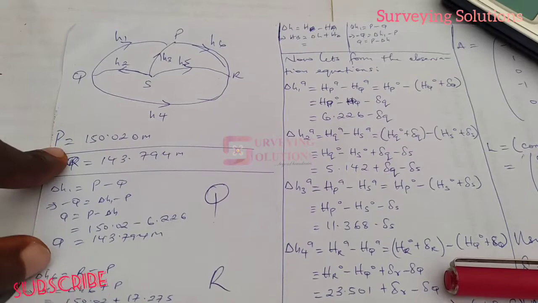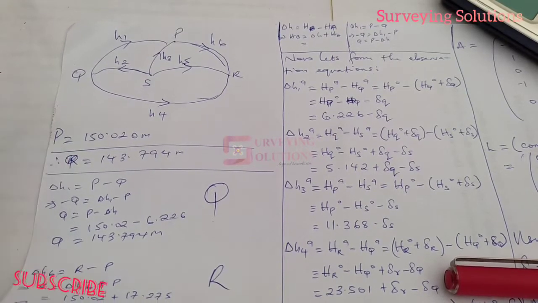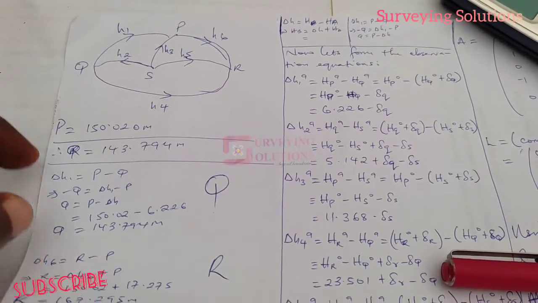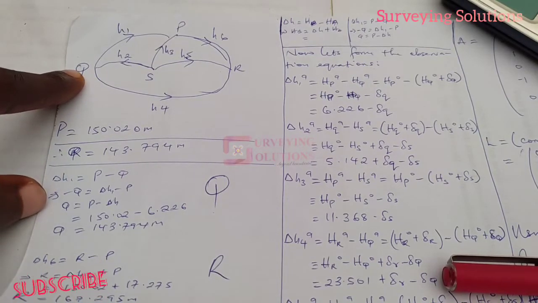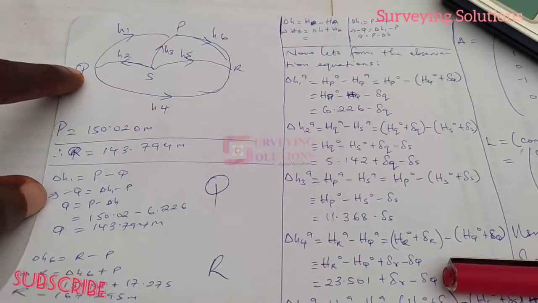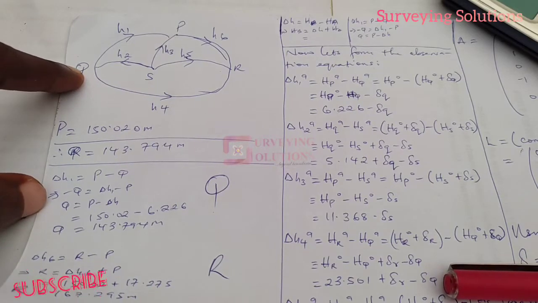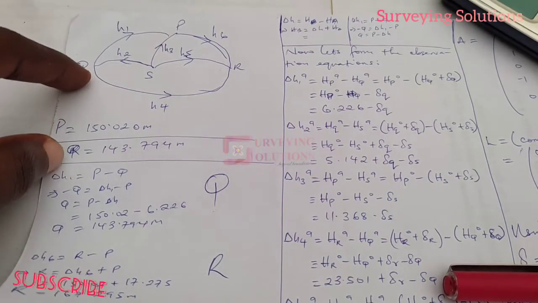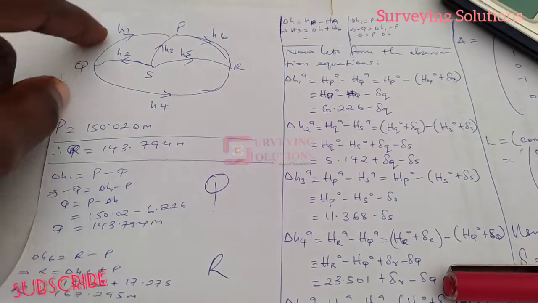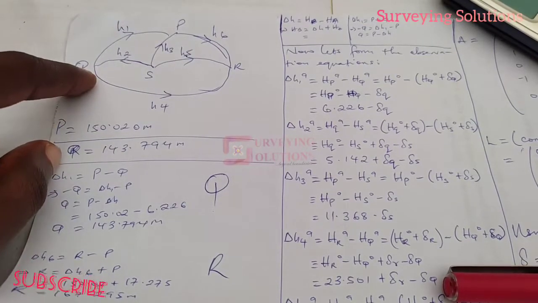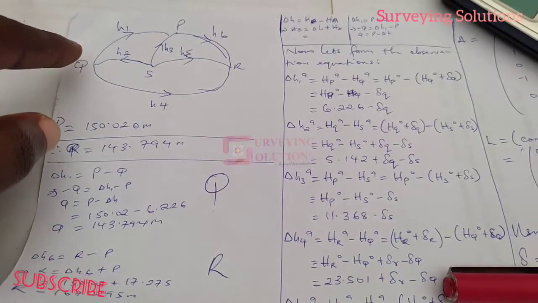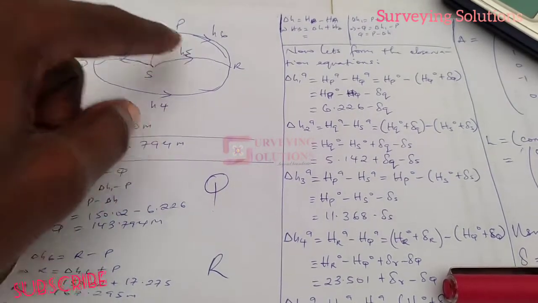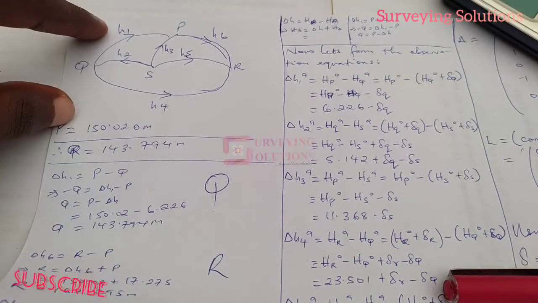The elevation of P given is 150.020, and then we want to get the elevation of Q. Are we together? Now, how do you get the elevation of Q? Let us look at the relationship between P and Q. According to the diagram, the leveling is moving from Q to P, which means you moved from this point to this point, and you have this change in elevation.